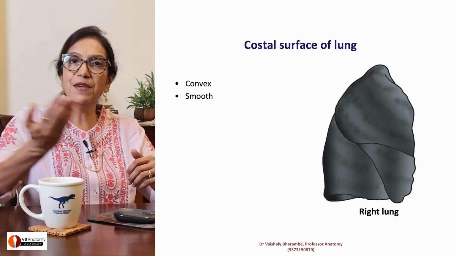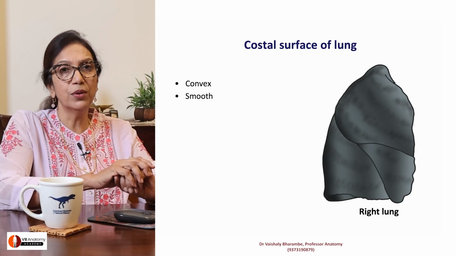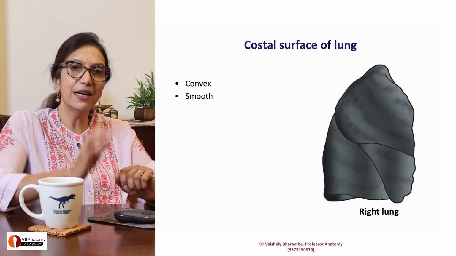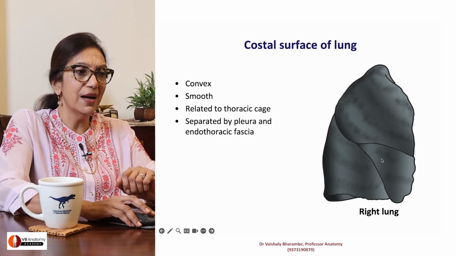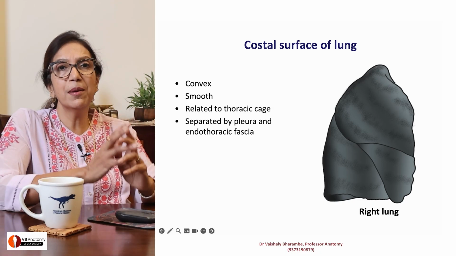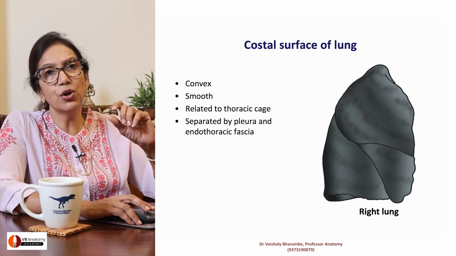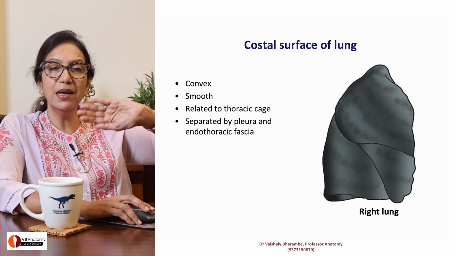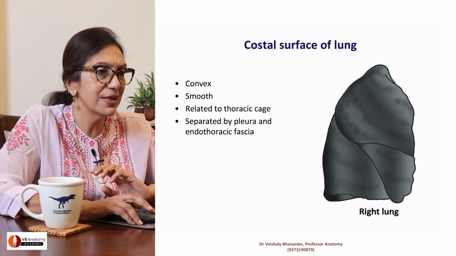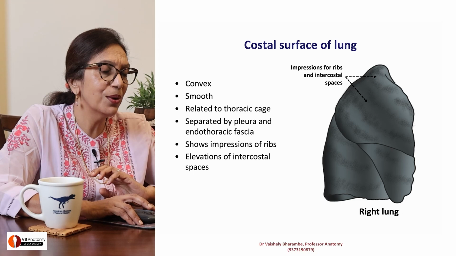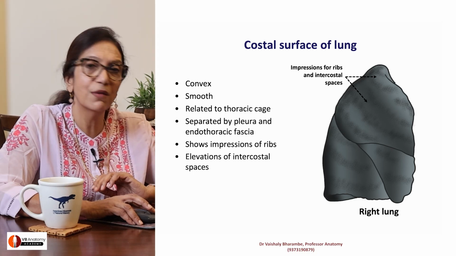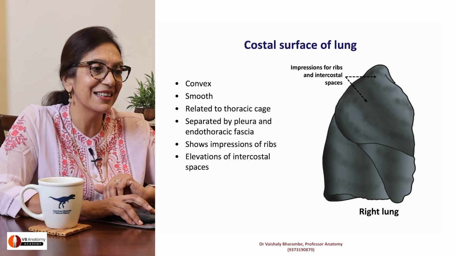The costal surface is convex. It's smooth. But you will see that there are slight undulations. These are because it's related to the rib cage. So every rib is going to create a depression. Every intercostal space is going to create an outward projection on the costal surface. Take a look. You can see elevations and depressions of the intercostal spaces, isn't it?